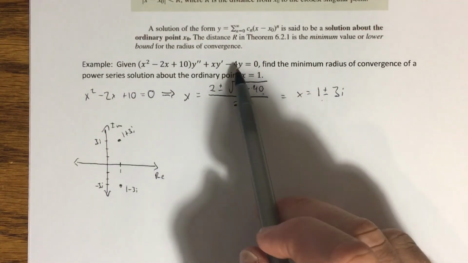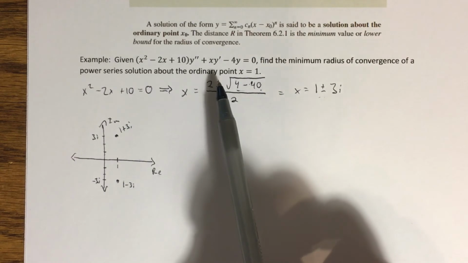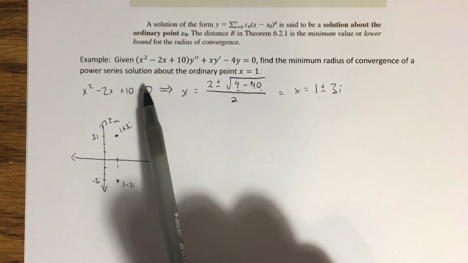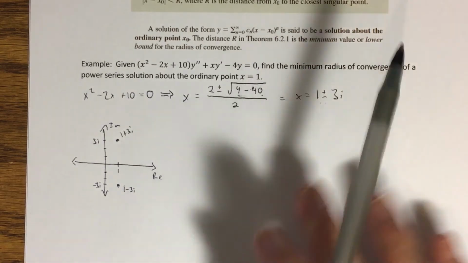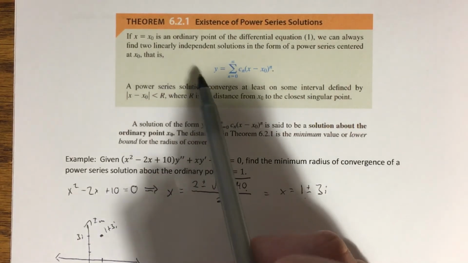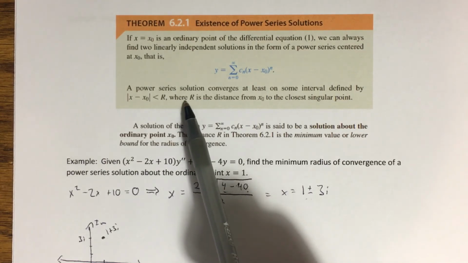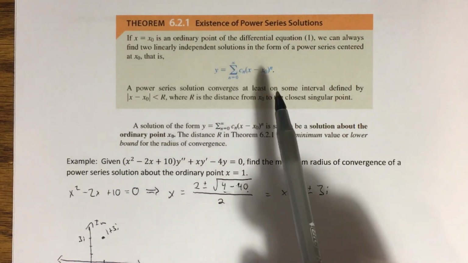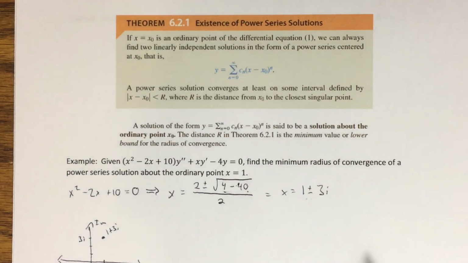What is the problem now asking us to do? Because this is a graphical representation of the singular points for this DE. The problem is saying find the minimum radius of convergence of a power series solution about the ordinary point x equals 1. So that x equals 1 is the x naught that's being referred to here. It's the ordinary point that we're talking about. And this r here that we're being asked to find, that minimum radius of convergence, is defined to be the distance from our ordinary point 1 to the closest singular point.